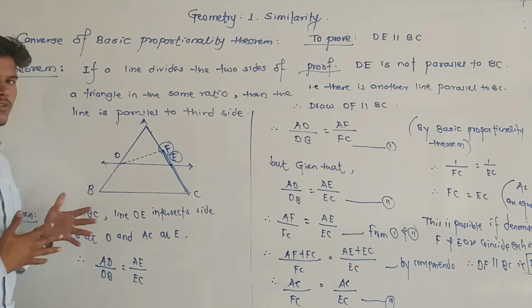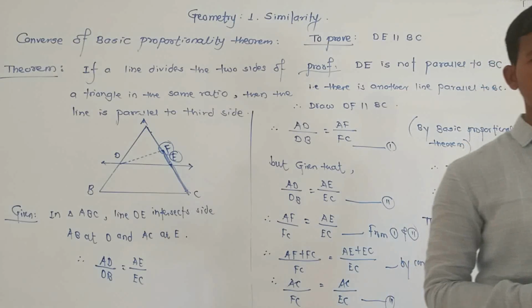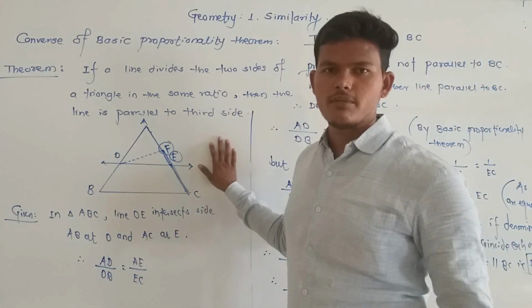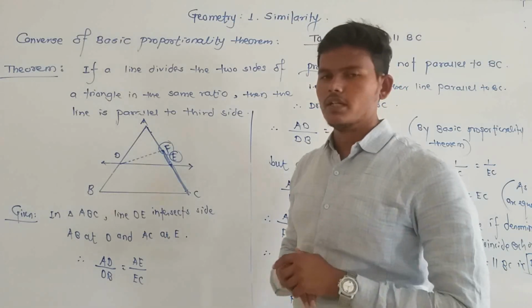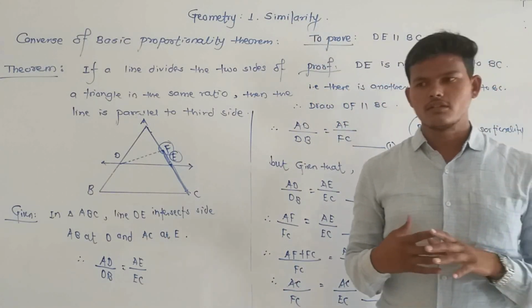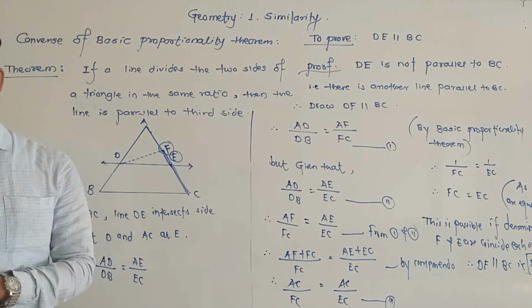So when are we using the basic proportionality theorem and when are we using the converse of basic proportionality theorem? First see the difference between the two. How to identify in the given questions when we have to use the basic proportionality theorem.